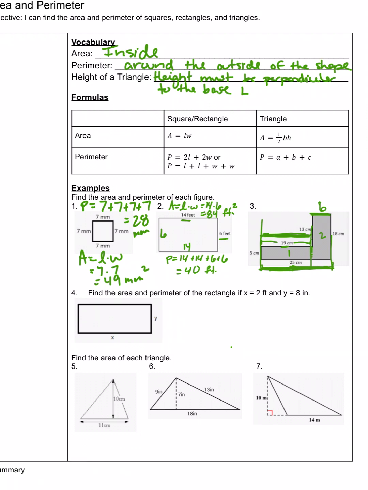So now that we've got our missing side, let's clear off some of this here. I'm going to leave my imaginary line in there, and that was rectangle 1, that was rectangle 2. So if I want to find the area of rectangle 1, the length is 5 and the width is 19. So I need to do 5 times 19.